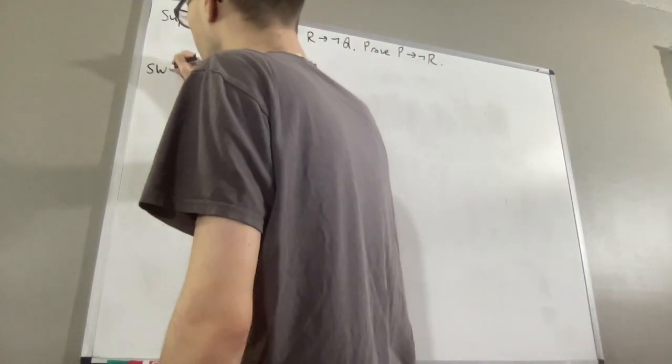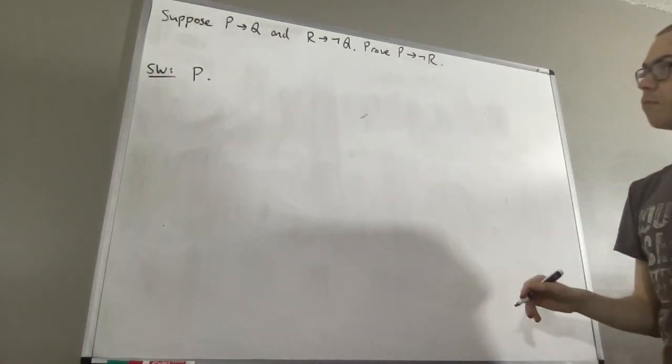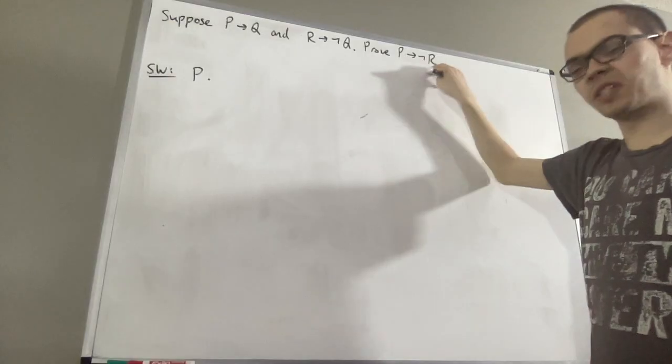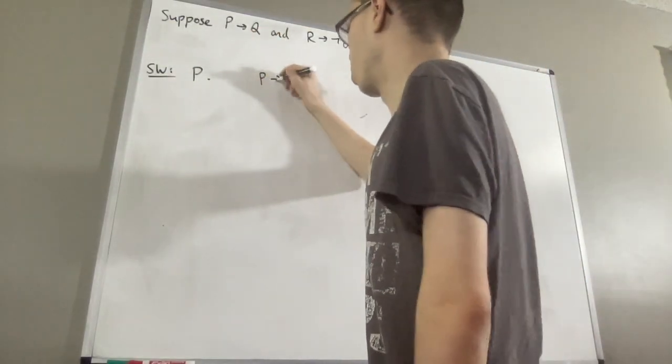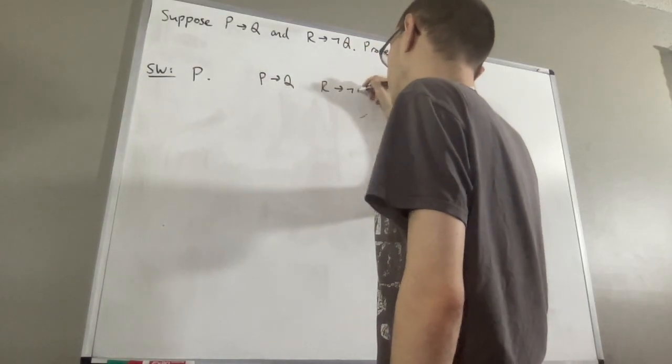So for our scratch work, we'll start out by making the assumption that P is true. We'll try to logically deduce that not R is true. So, let's see. Can we logically deduce that not R is true? Well, let's write down the other things that we're given. So, we're given if P is true, then Q is true. If R is true, then not Q is true.